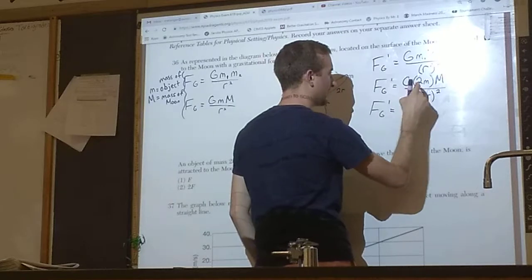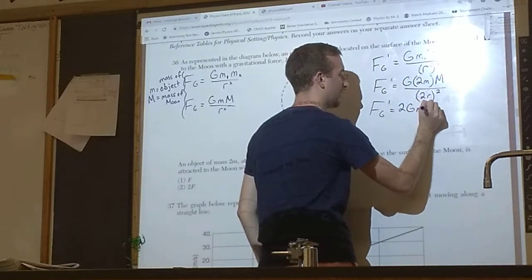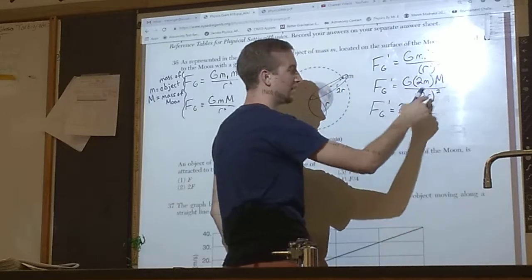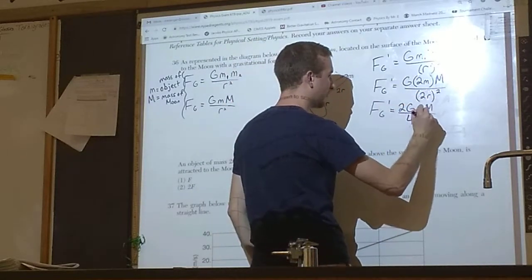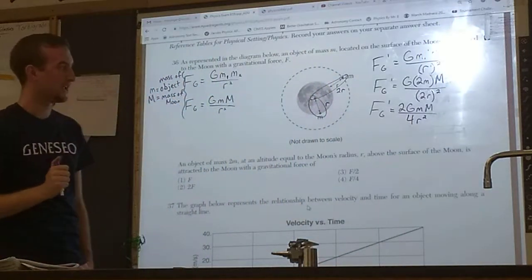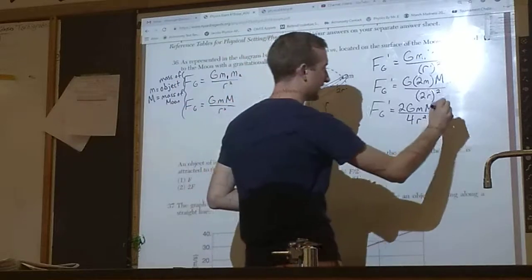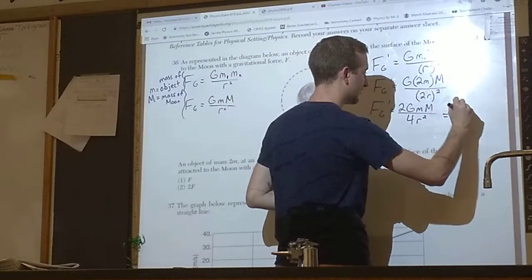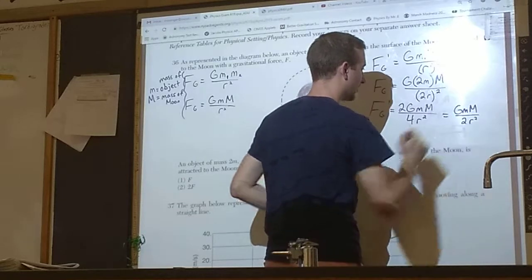Fg prime equals, I'm going to pull this 2 out to the front, 2 big G little m big M over 2r whole thing squared is just 4r squared. And that squared is just attached to the r. Simplifying things, we get this: G little m big M over 2r squared.